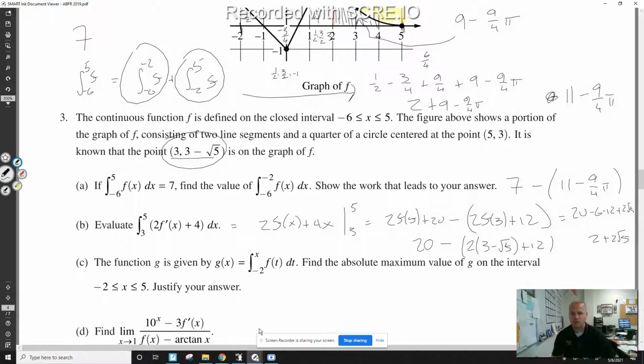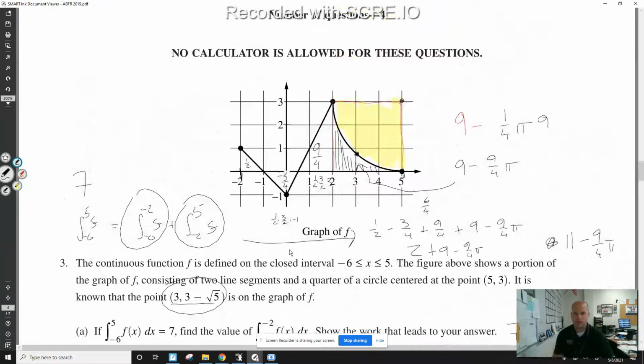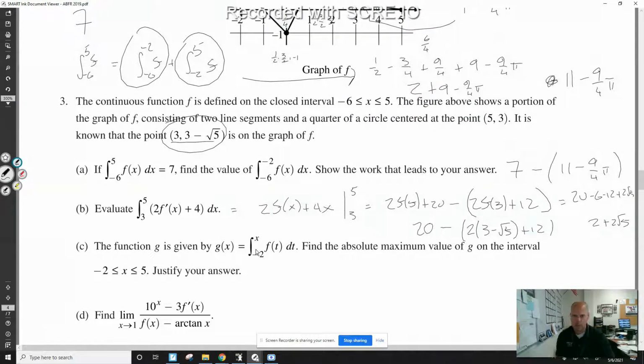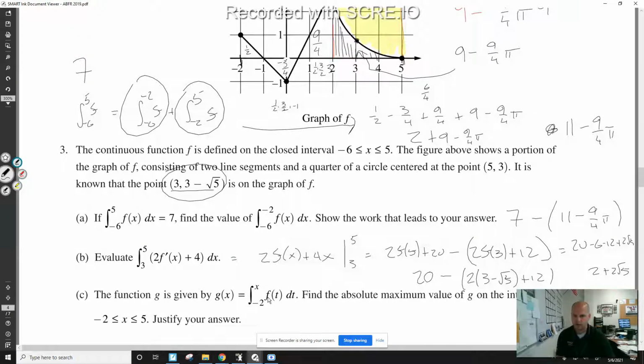This is what we know a function analysis to be. Finding maxes and mins, finding points of inflection, finding absolute maxes and mins. Okay? This is the only function analysis question in this entire function analysis looking problem. Find the absolute max of g, and g is the accumulated area from -2 to x under f.